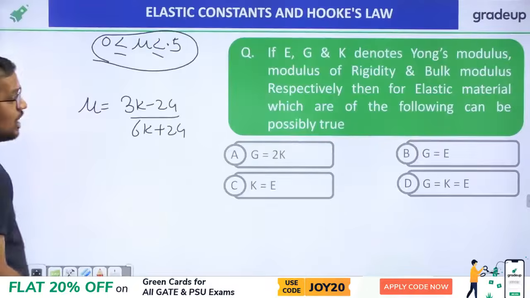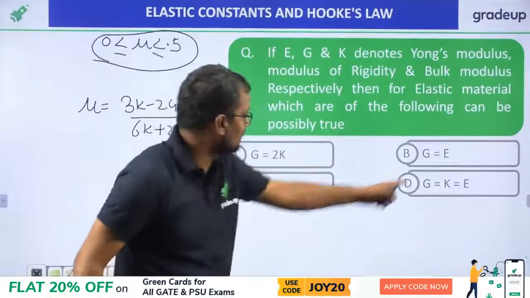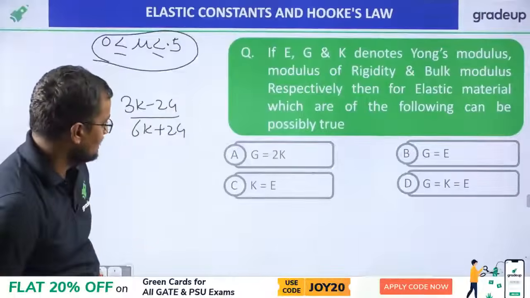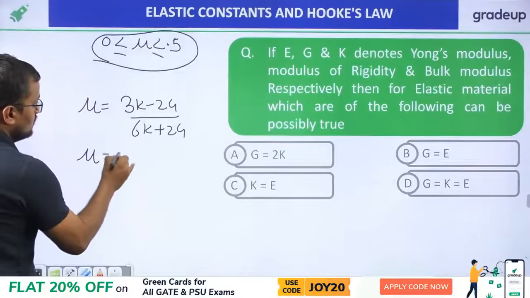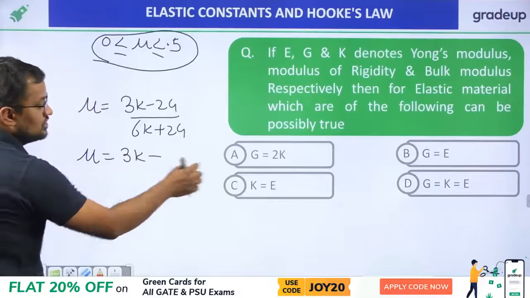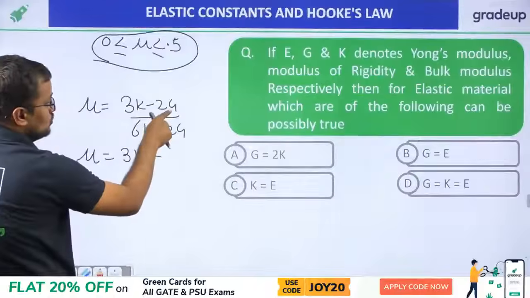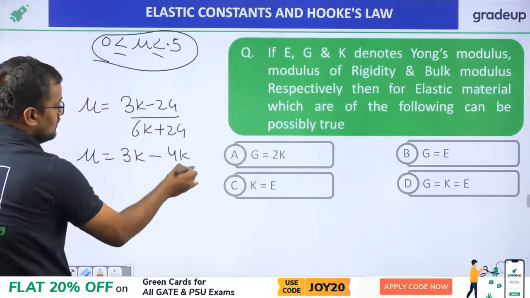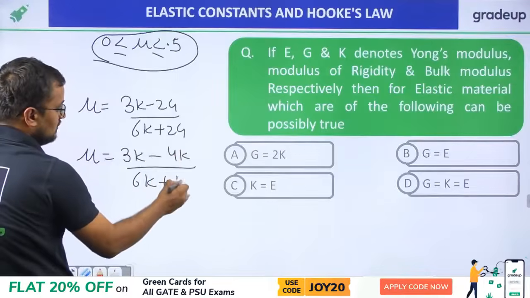Now my friends, let us first take the relation G is equal to 2K. So mu is equal to, if I put G as 2K, then 3K minus 2 into 2K is 3K minus 4K, and 6K plus 2G, with G as 2K, there will be 4K.